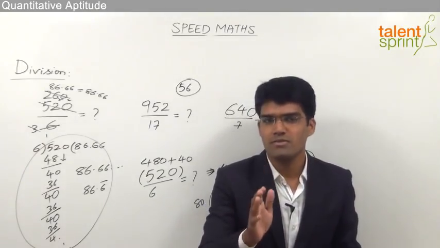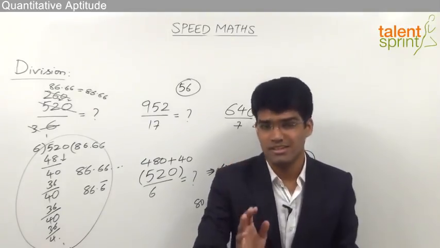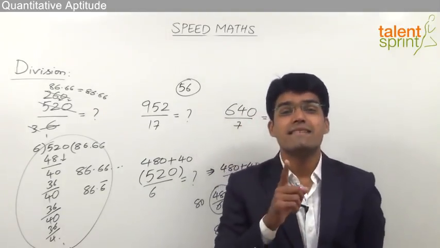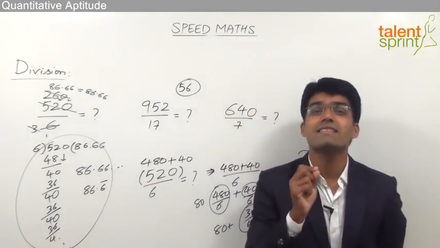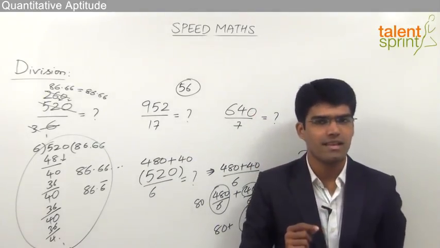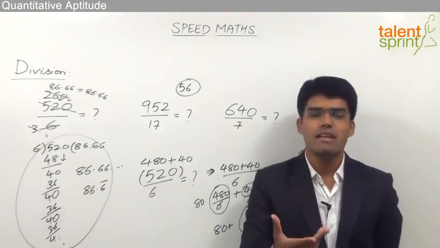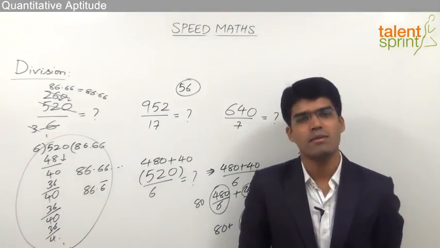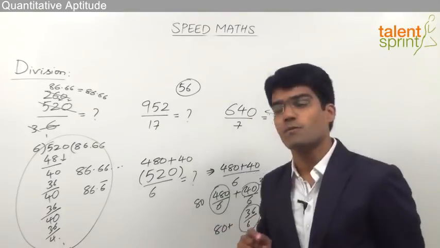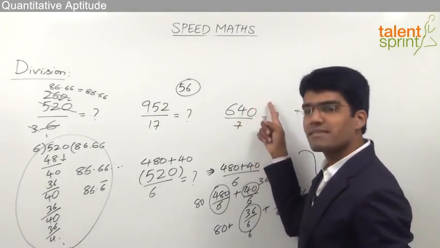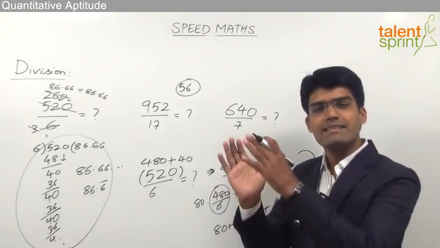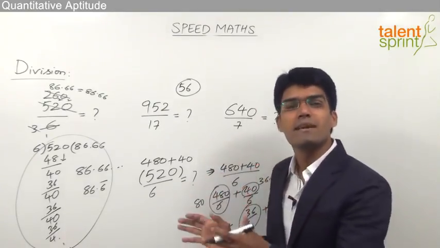I hope you all have understood that 640 here is not 640. We better take it as 630 plus 10. Why 630 plus 10? Because 63 is a multiple of 7. If 63 is a multiple of 7, it is obvious that 630 is also a multiple of 7. So 640 is not 640. It is 630 plus 10. So 630 plus 10 divided by 7 can be taken as 630 by 7 plus 10 by 7.